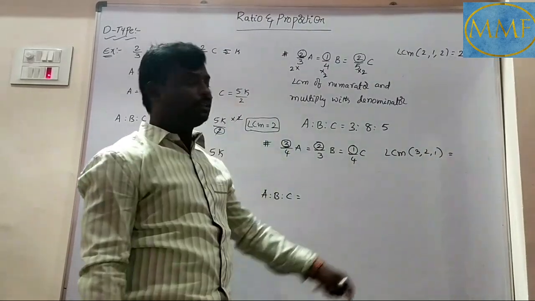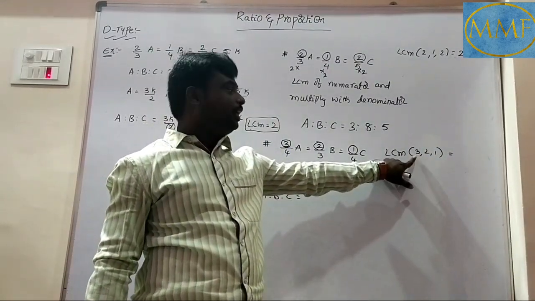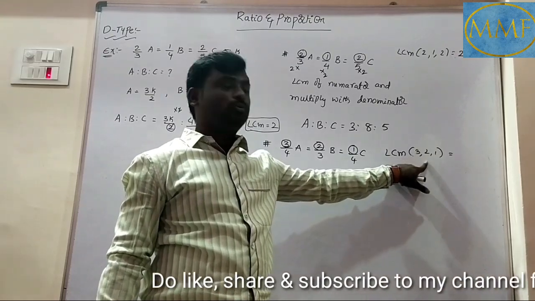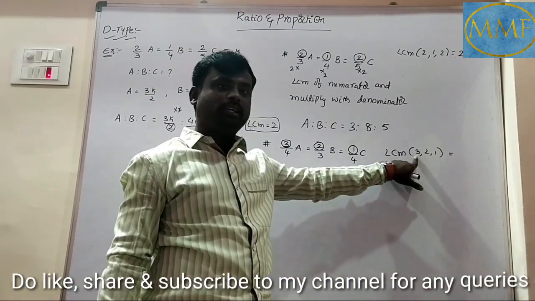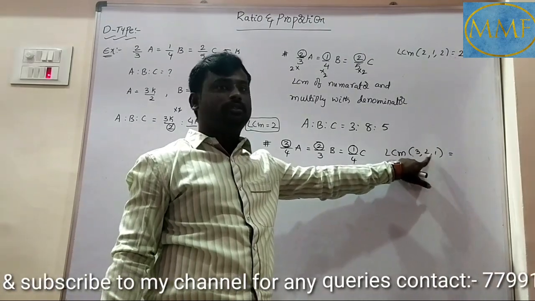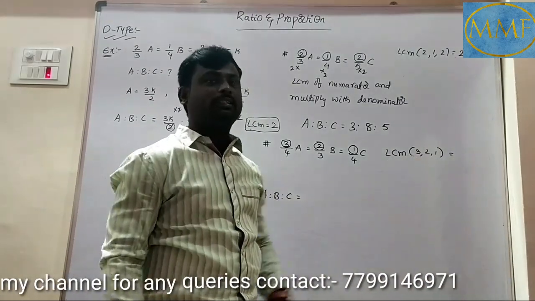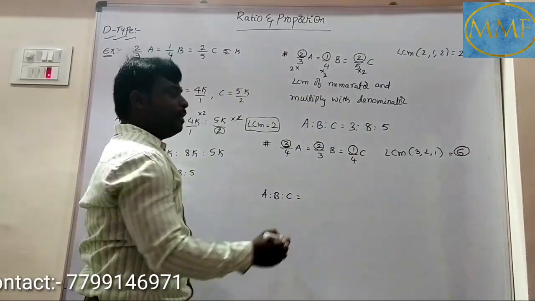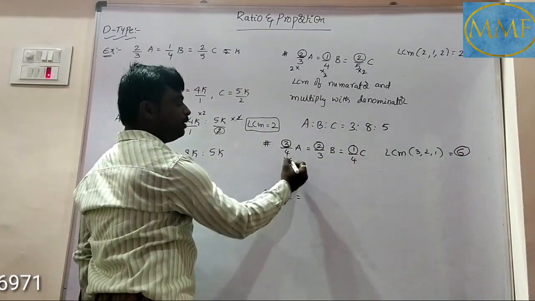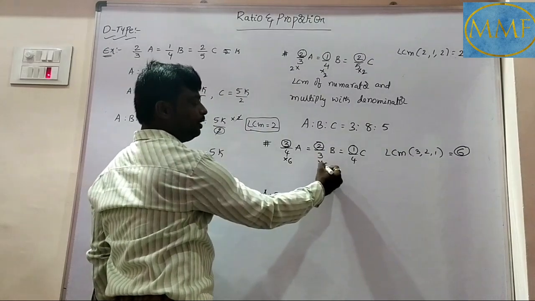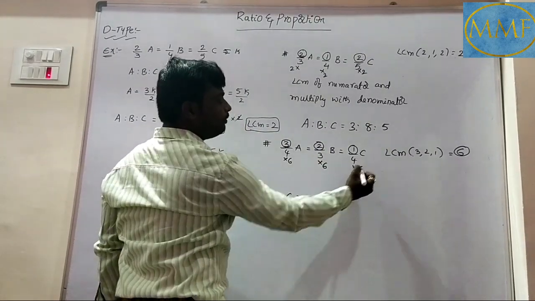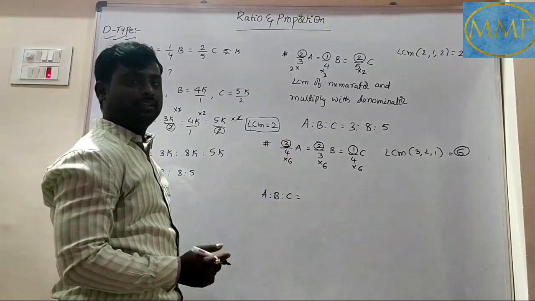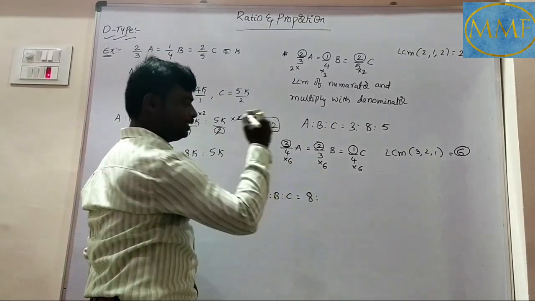What is the biggest number here? 3. 3 into 1 is 3. 3 is not divisible by 2. 3 into 2 is 6. Is 6 divisible by 3? Yes. Is 6 divisible by 2? Yes. Is 6 divisible by 1? Yes. So 6 is your LCM. Now what should I do? Multiply the LCM with the denominators: into 6, into 6, into 6. Then 6 4s are 24, 24 by 3 is 8. Clear?